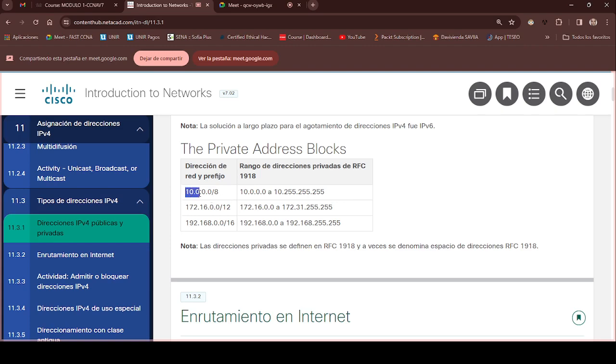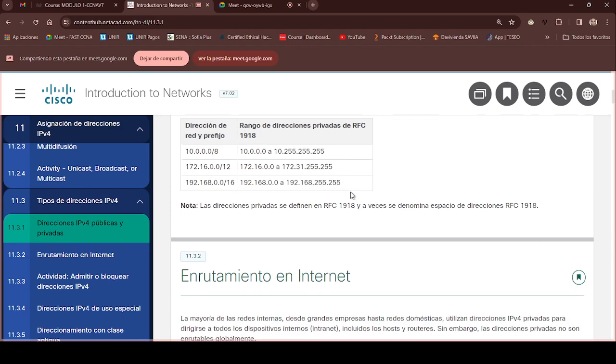Los rangos de direcciones son la red 10.0.0.0/8. ¿Qué quiere decir? Toda la red que comienza por 10, todo el bloque de direcciones que comienza por 10, desde la 10.0.0.0 hasta la 10.255.255.255. Es un rango de direcciones privado. Lo que nos dice esto es que toda dirección que comience por 10 es privada.